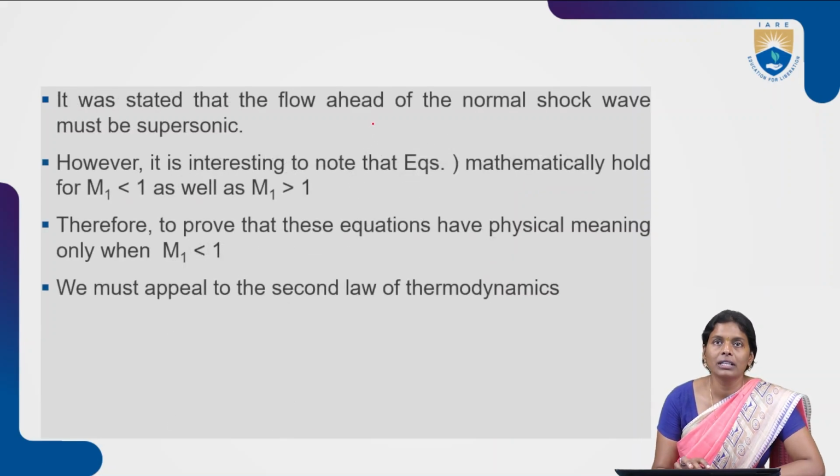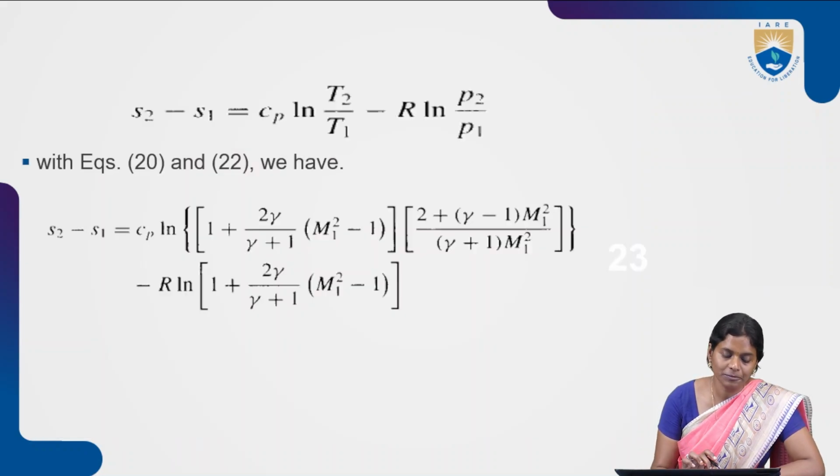It was stated that the flow ahead of the shock wave must be supersonic. However, it is interesting to note that the equations mathematically hold for M1 less than 1 as well as M1 greater than 1. So to prove that this equation has a physical meaning only when the Mach number is greater than 1, we must appeal to the second law of thermodynamics, which is based on entropy. So what is that?